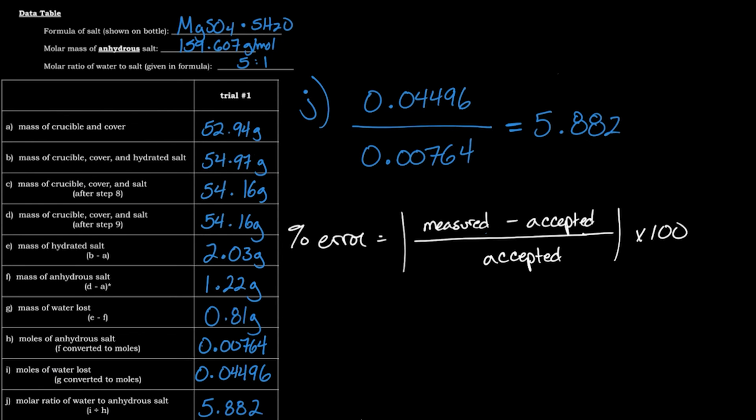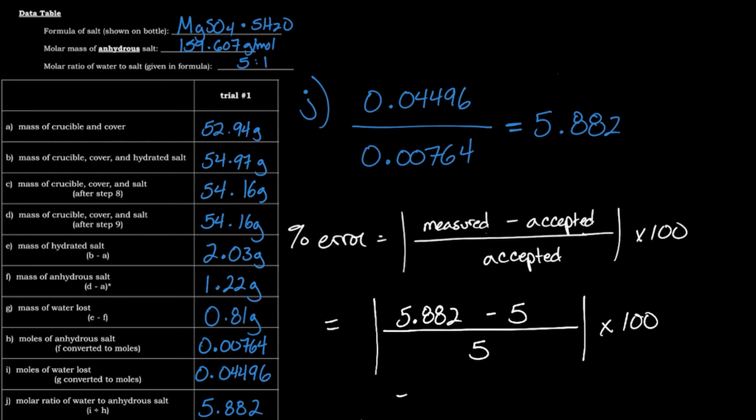So our measured value is what we get in row J. So in my case, that's 5.882. And then the accepted value is what comes from the label, the bottle. So again, in my case, this is a pentahydrate, so that is 5. So we plug those numbers in, and in my case, I've come out about 17.64% error. And again, I'm rounding for sig figs here. I had about 4 sig figs in my calculated mole ratio, and so I'm just going to keep 4 sig figs in my percent error as well.